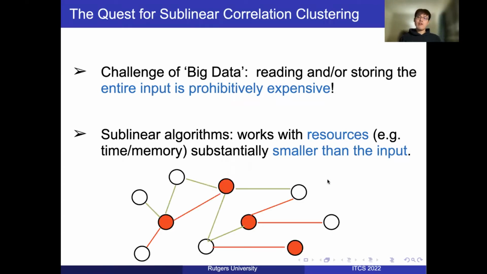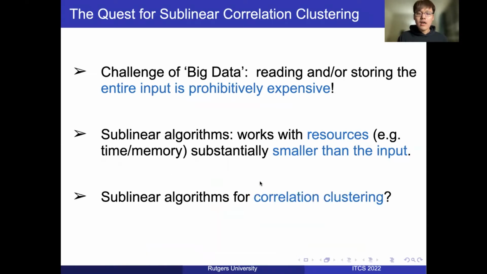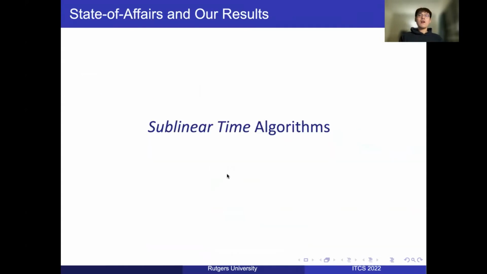So for example, if I give you a graph, I only read part of the vertices and the edges that are marked as red, and for other vertices and edges, I either don't read them or I don't store them. Okay. So now there's a quest for sublinear algorithms for correlation clustering, especially for modern day massive data applications. When we talk about sublinear algorithms, there are two regimes. I will introduce them in order.